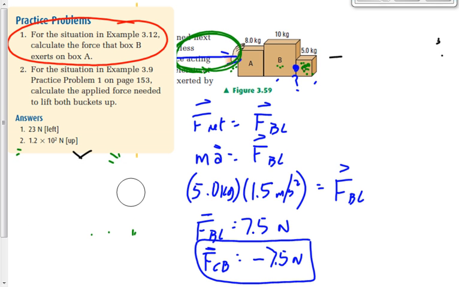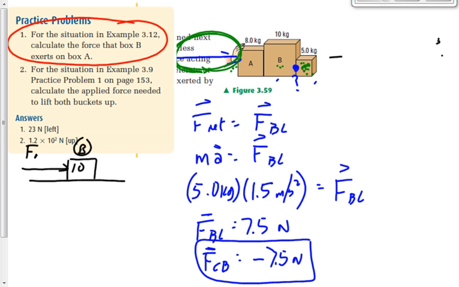And let's draw the free body diagram now for object B. Here's object B. B has a mass of 10 kilograms. Object B has a force of A acting on it. We'll call that FAB, force of A acting on B. Object B, as Bailey was telling me just a minute ago, also has a force of C acting on it. We'll call that FCB. Gravity acts down, normal force acts up, they cancel. The value of FCB is negative 7.5 newtons. We know it because we've already found it.